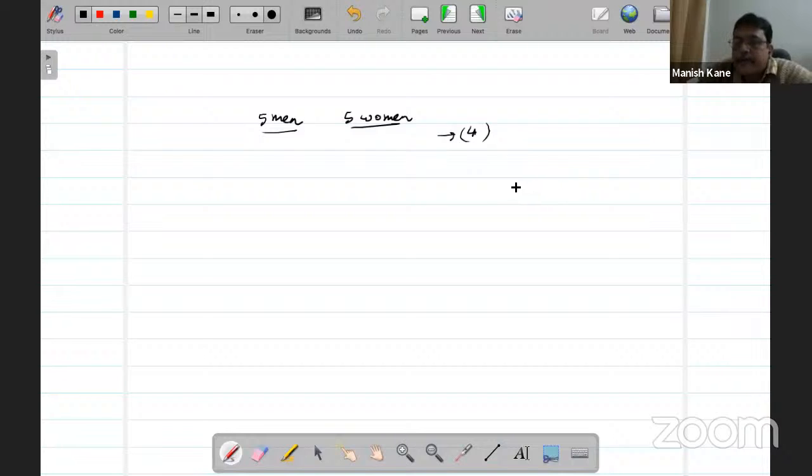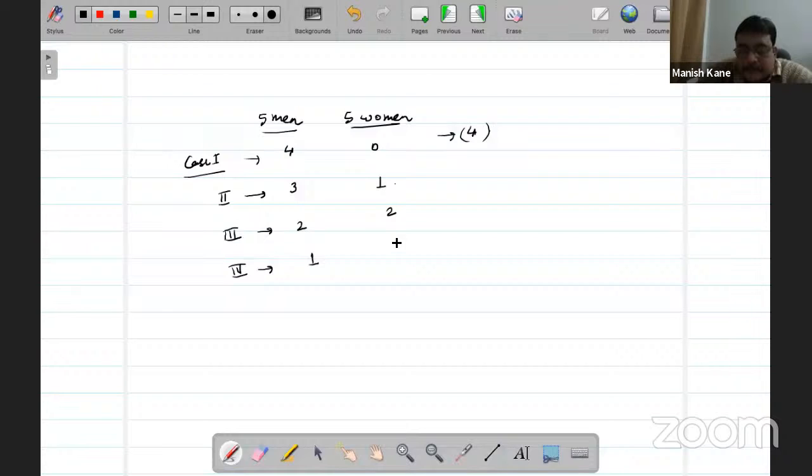Now, there is no constraint on women or men. So remember, when there is no constraint, I can have cases because I can have all the 4 men and 0 women. Or alternately, I can have the second case, that is 3 men and 1 woman. Or I can have another case, that is 2 men and 2 women. Or I could have another case, 1 man and 3 women. Or I could have the fifth case, 0 men and 4 women. So this is the first thing you need to remember.